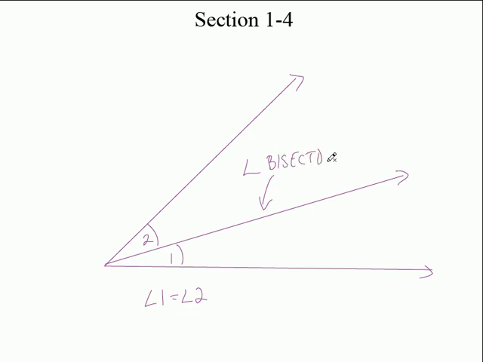It doesn't just intersect it, it doesn't just split it into two angles, it bisects it. What does the prefix bi mean? Two, bicycle, two wheels, right? So it's a bisector, it splits it into two equal angles. That's an angle bisector. Make sense?